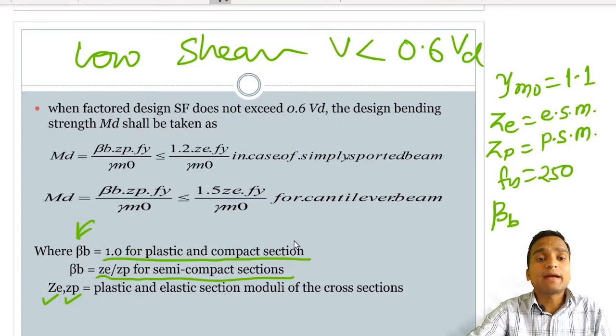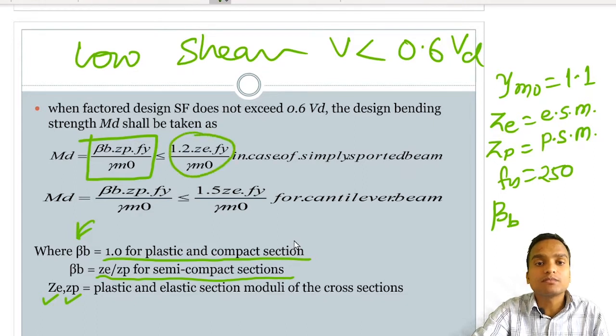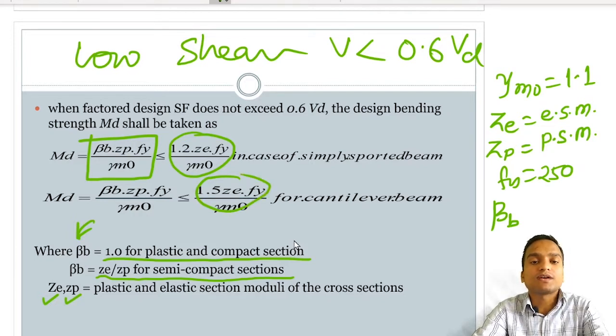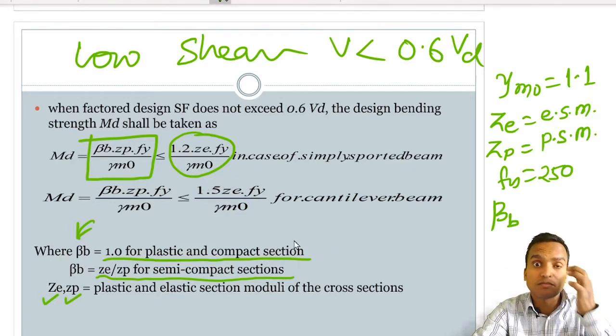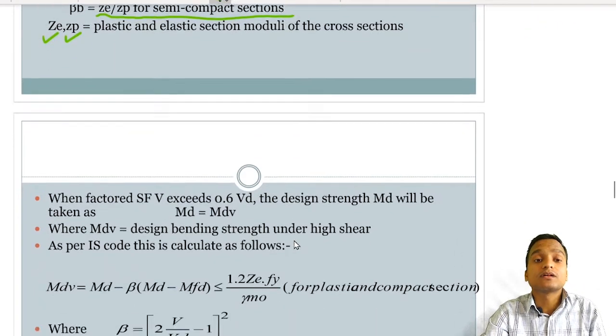So MD should be equal to beta B into ZP into Fy by gamma MO. Basically this is the formula for design bending moment strength, and design bending strength is equal to this value, and it should be less than this value in case of a simply supported beam, and this value in case of a cantilever beam. So in a cantilever beam we see 1.5 is multiplied, and in case of a simply supported beam 1.2 is multiplied. Okay, so this is the case of low shear.